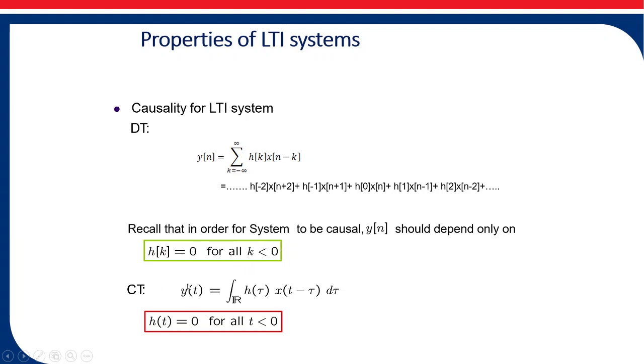This is for discrete. For continuous as well, we'll get the similar condition that h of t should be 0 for t less than 0, then definitely the system will be causal.